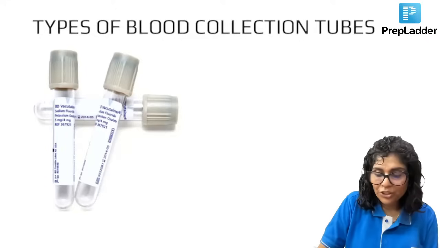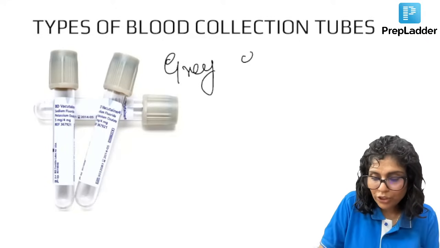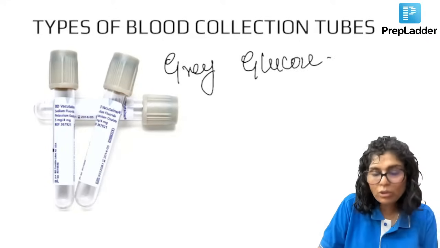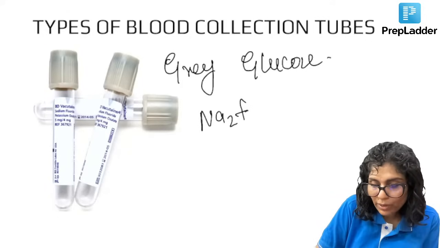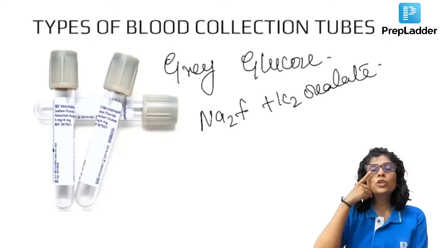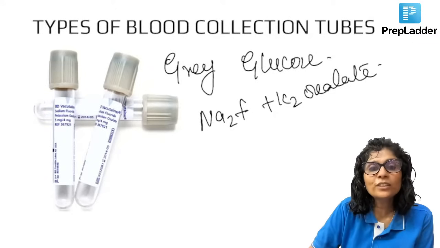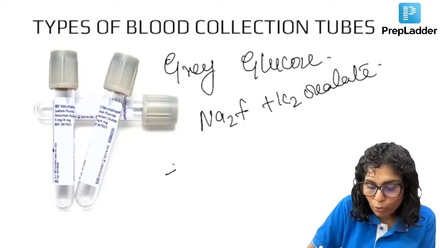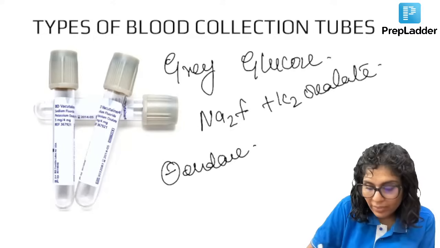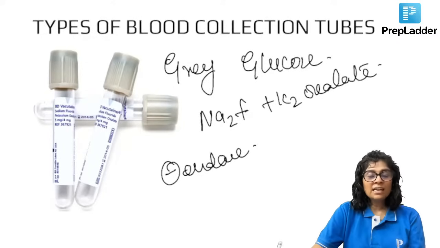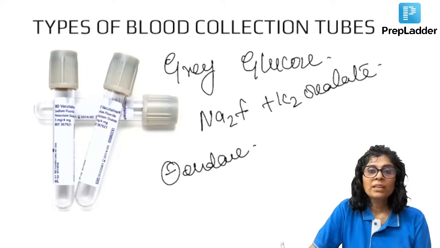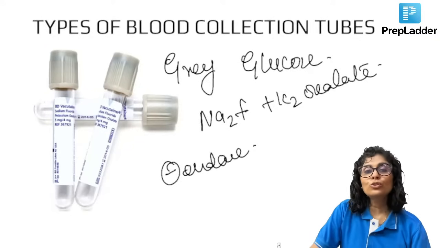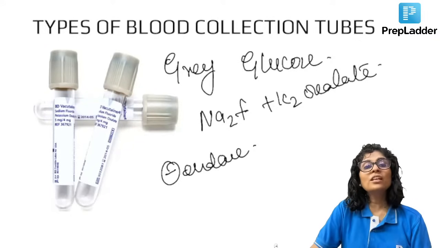Gray color. G, gray for G. Gray color tube is for glucose estimation, because gray color tube has sodium fluoride and potassium oxalate. Gray color tube has sodium fluoride and potassium oxalate. It's a fluoride tube. Fluoride inhibits enolase, does not allow RBCs to use glucose after sample collection. If you allow RBCs to use glucose after collection, it will give you false low values.